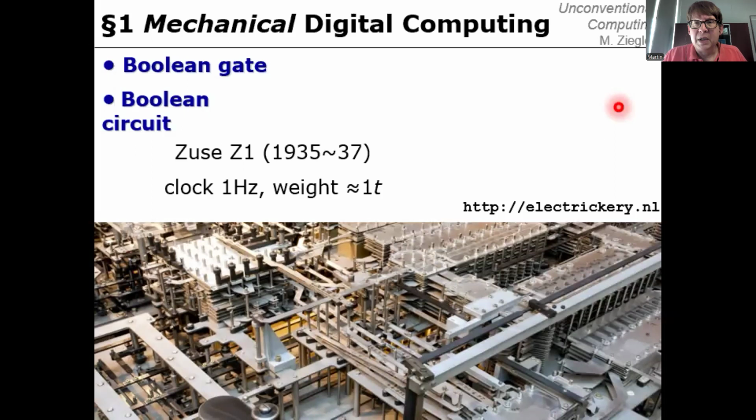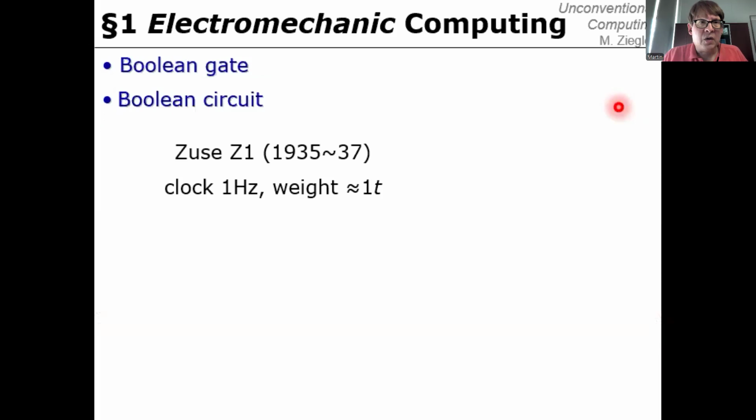And that led Zuse to create his second machine, Z2, taking care of the reliability. So what is more reliable than mechanical gates? He switched from Boolean gates using these mechanical means to relays, which are electromechanical. So electromechanic computing, because the mechanical computing turned out to be too prone to faults.